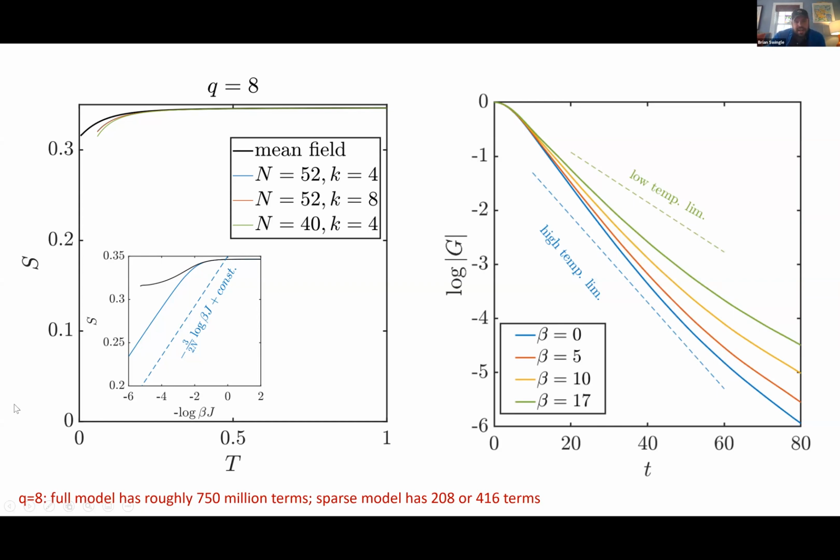And I'll just mention, this is incredibly effort saving. The fully connected model at Q equals 8 would have about 750 million terms in the Hamiltonian. That's 7 times 10 to the 8. This sparse model for k equals 4 and 8 has either 200 or 400 terms in it. So the amount of time you save, because these methods work just by applying terms in the Hamiltonian repeatedly to some vector, is enormous. And nevertheless, if that's your goal, you can access very similar physics to the fully connected model. And if you want to do something else, you can study this sparse model on its own as its own interesting thing.